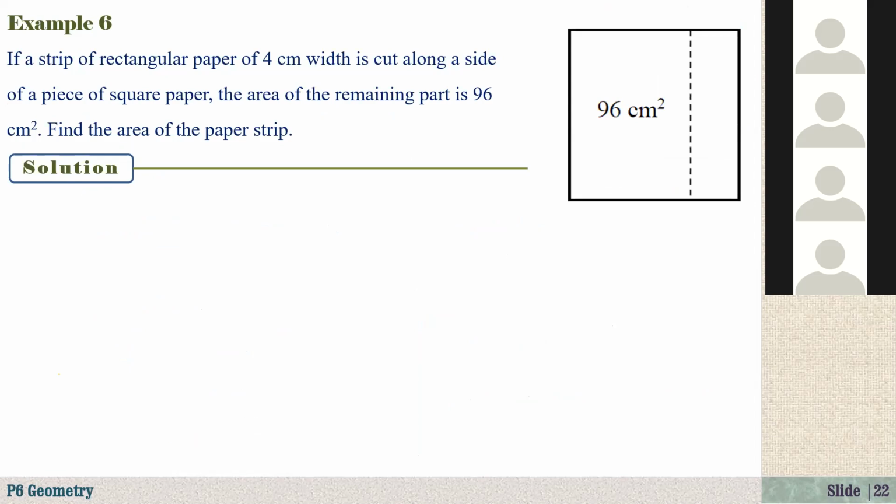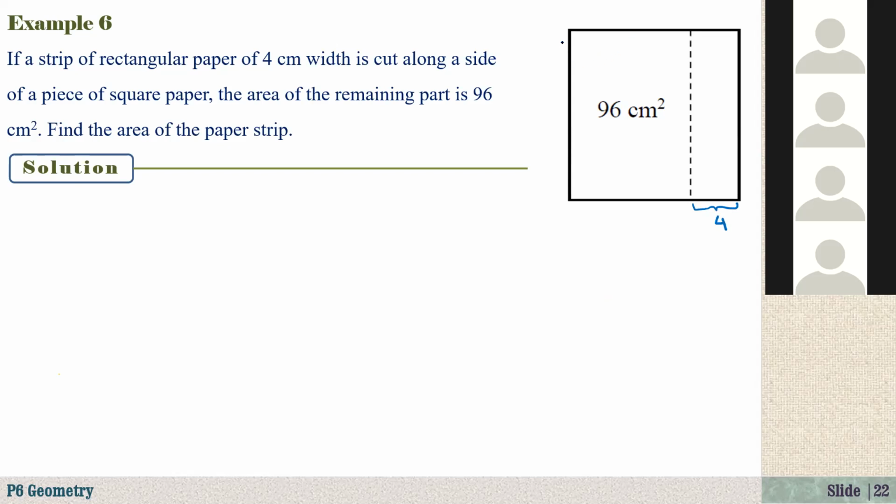Okay, guys, the last question. If a strip of rectangular paper of 4 centimeters width is cut along a side of a piece of square paper, the area of the remaining part is 96. Find the area of the paper strip. So actually here, we are just cutting away this part, right? Which is equal to 4.